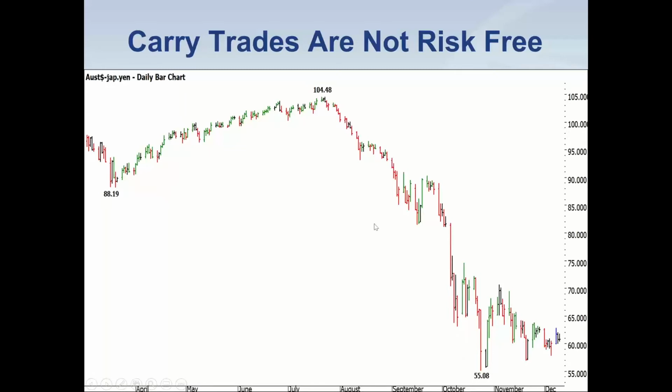I can promise you, any money that you made in interest on this run up here would be absolutely dwarfed by the money that you lose in a fall like this. Okay, and I'm going to give you an example of how to calculate that.